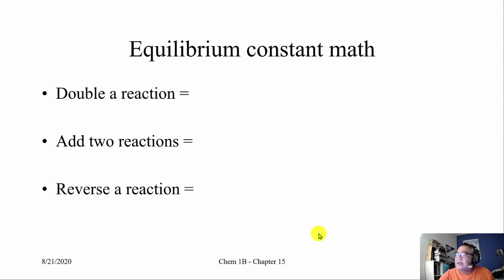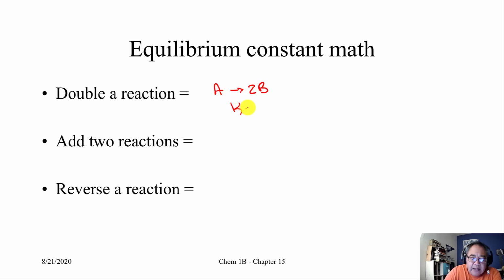Okay, so let's look at some equilibrium constant math, I think is how it's usually called. That is how you can manipulate reactions and how it changes the equilibrium constant. So, for example, let's say I have a reaction A plus B, right? Well, let's do something simpler. Just say A goes to 2B, like this.